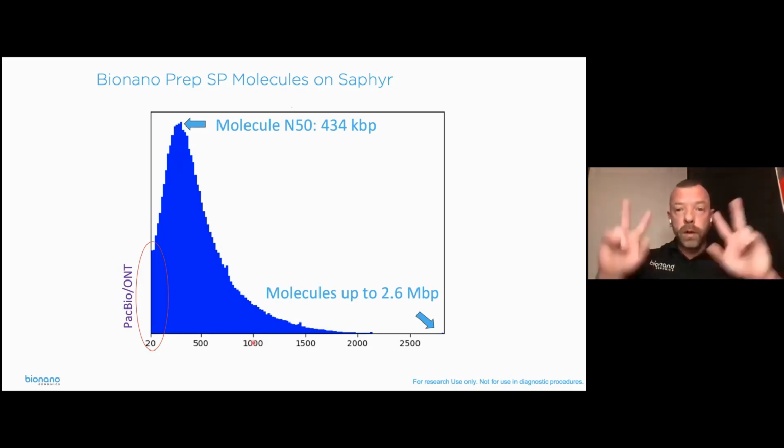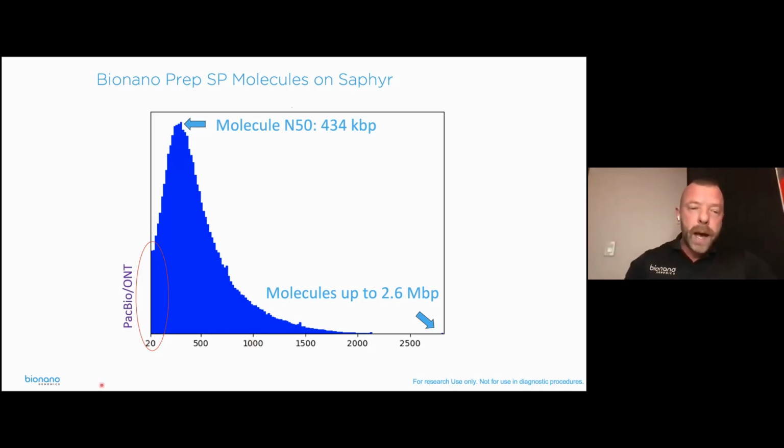Compare that with long-read sequencing, where with PacBio you get about 12 kb reads, and with nanopore sequencing, you still get in that same range, orders of magnitude shorter than with Bionano.